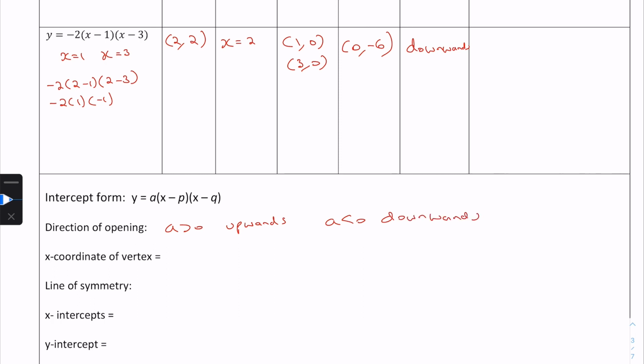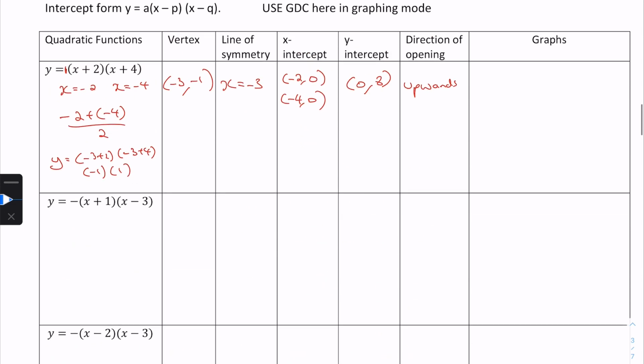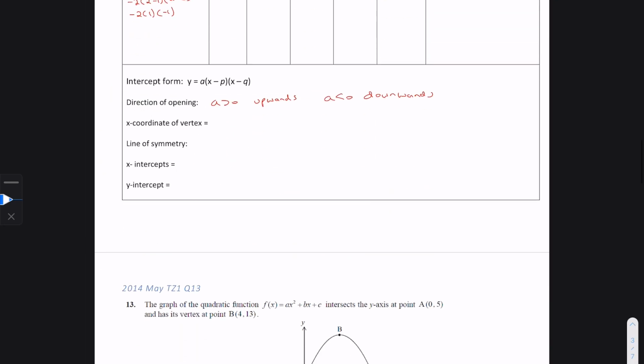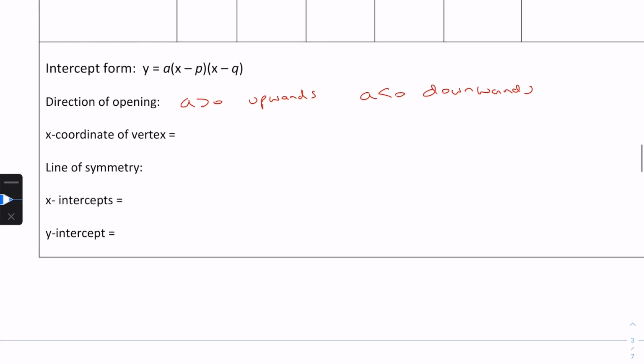So how do I find the x-coordinate of the vertex? Well, with this format, as I showed you in the previous question, you can add up the two roots and divide by 2. So here you will do p plus q divided by 2, and this one will be the same, p plus q divided by 2, because it's in that format.